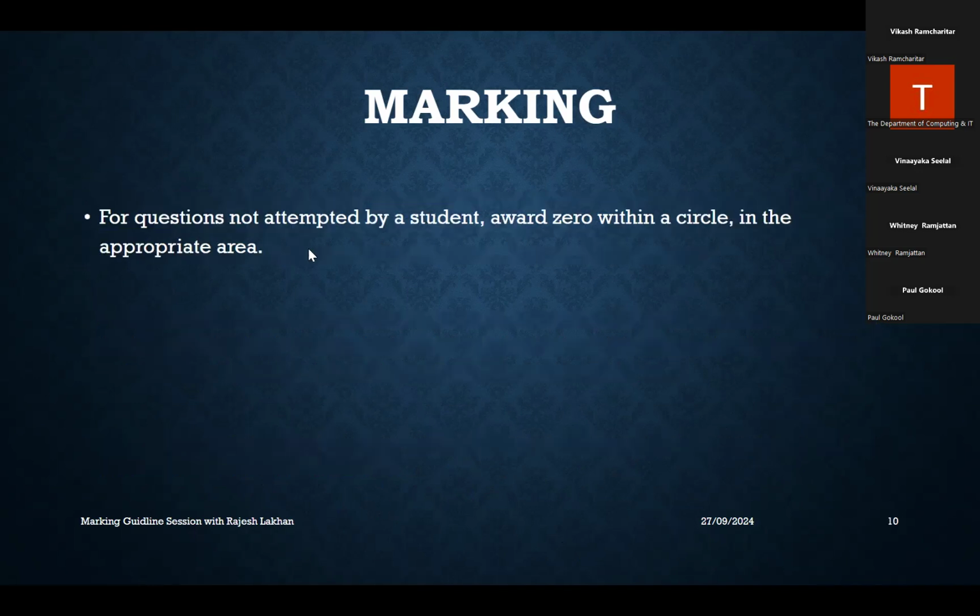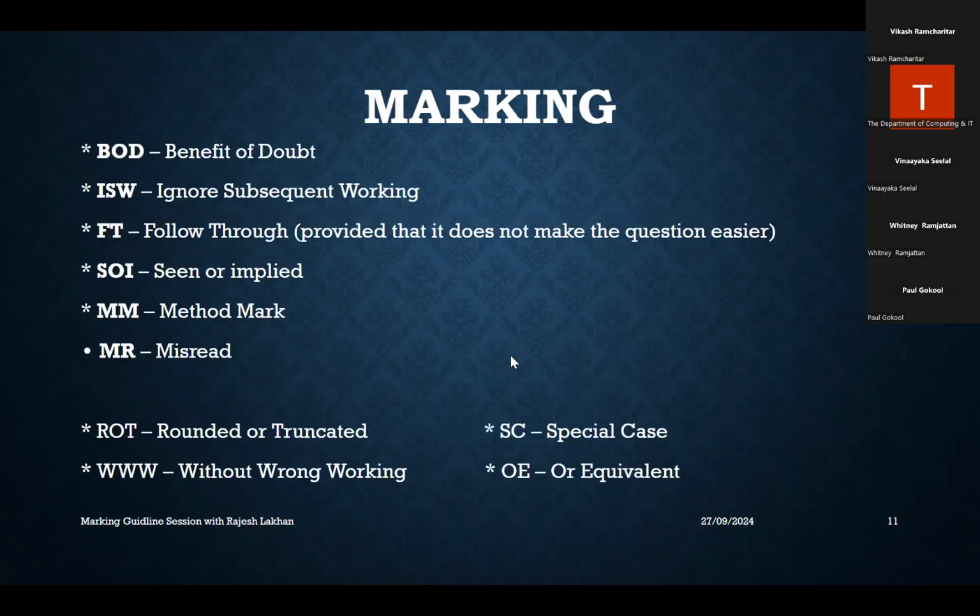For any questions not attempted by the student, award 0 and circle in the appropriate area. So if the student did not attempt a question, let's just say we had question 1, 2, 3, 4, and they left out 5. Put number 5, and put 0. So we acknowledge that they didn't do 5 and they got 0 for it. Obviously, you do that for any other question that was left off, right?